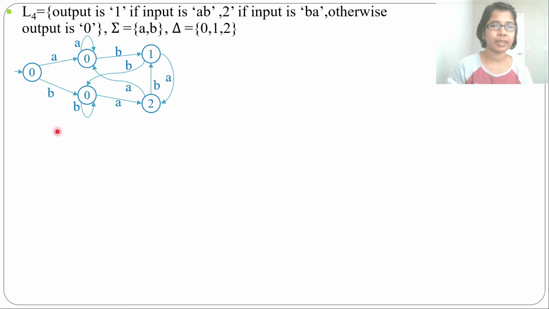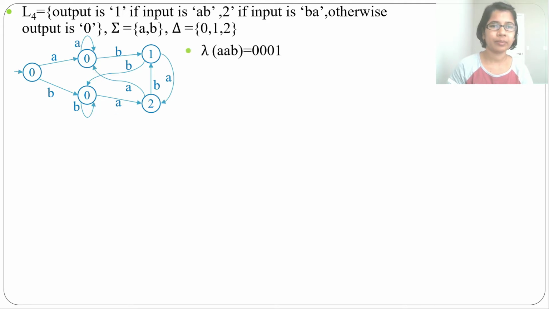This is the Moore machine for this language. Output is 1 for input AB, 2 for input BA, otherwise it is 0. Here it will end with AB, here it will end with BA, and for the other states it will be 0.